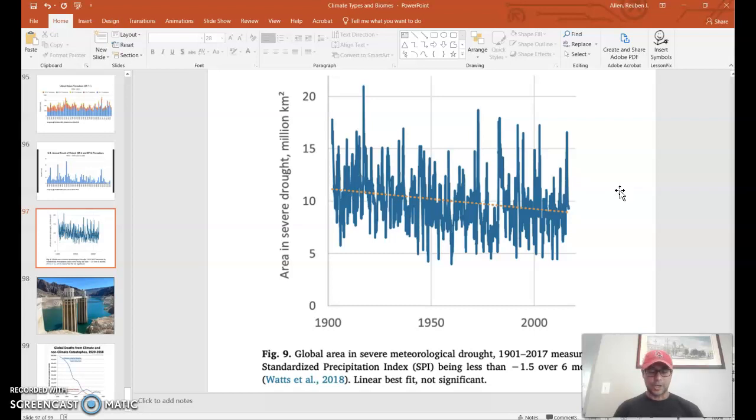So it's easy to chalk it up to drought around the world, but if you were to look at drought around the world, it's actually somewhat trending downward. So that's what we see here. Global area in severe meteorological drought, 1901 to 2017, measured by Standard Precipitation Index. So even though there are many areas in the western U.S., like California and Utah, that are experiencing prolonged drought, very serious issues with drought as it relates to wildfires and issues with irrigation and all that, globally speaking, drought is somewhat down.